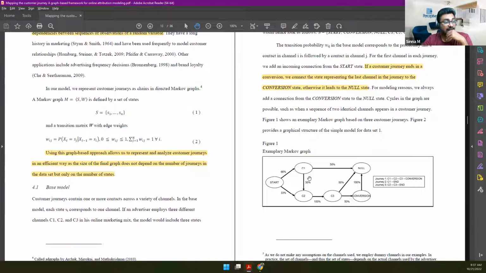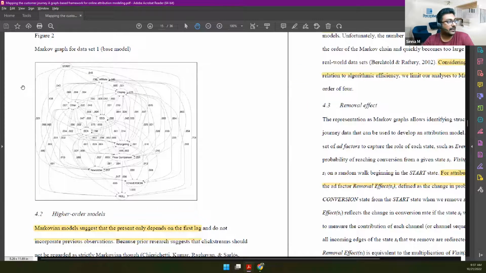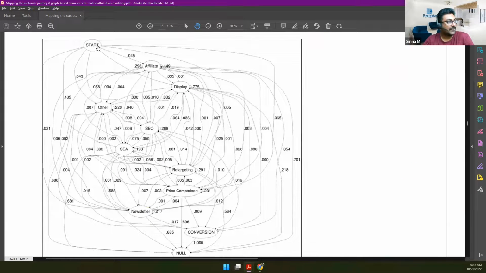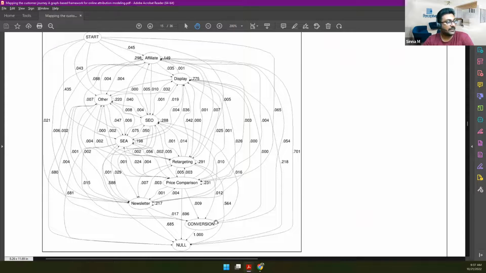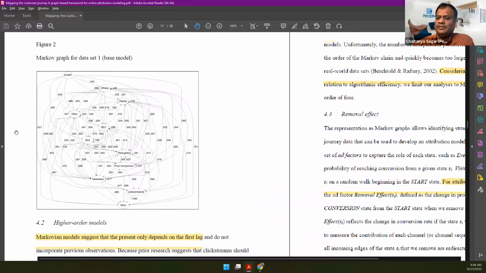This is the example one, but here is the actual graph that they built for this problem. You have start, affiliate marketing, display ads, SEO, SEA, retargeting, price comparison, newsletter, and finally conversion and null. So you have 1, 2, 3, 4, 5, 6, 7, 8 channels that they are talking about, plus a start and a conversion and null. Now these are the probabilities. This is a very good example. I think this gives out the problem reasonably well.